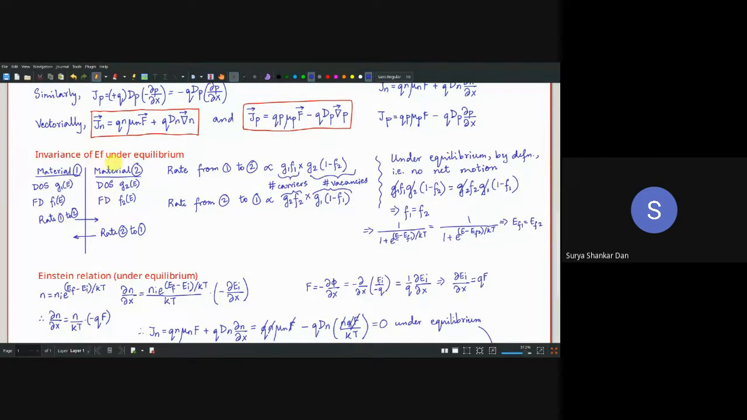Now, under equilibrium, what was the basic definition? By definition, there is no net motion. That means this rate and this rate have to be the same. So I have just equated these two values. Okay, remember there is a proportionality over here that will again get cancelled. So if we cancel this out, you will notice F1 equal to F2. That means the Fermi function will be the same. As a consequence, this is going to be the same. That means Fermi energy level is invariant. That means the Fermi energy level remains the same throughout the material.